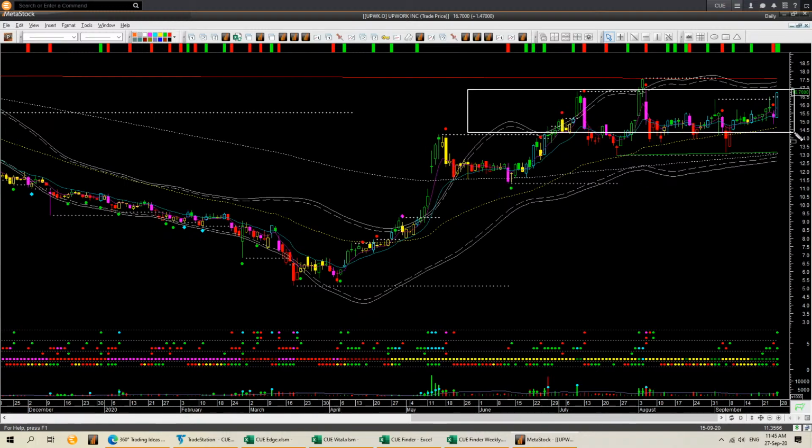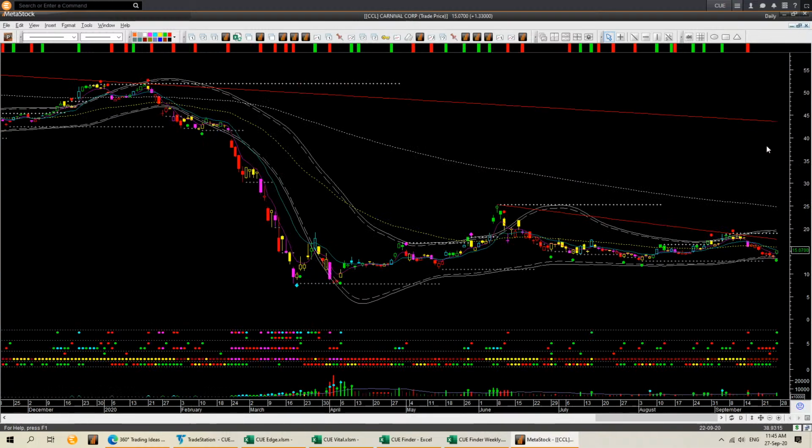UPWK moving sideways, very bullish candle on Friday, however still inside the range, there is no trade setup. Also there is a resistance trend line nearby, not a situation where I like to buy. I close that. CCL Carnival, it gave a bull release signal, gave a bullish pressure also, however there is a memory trend line resistance nearby. I will avoid buying stock like that. Close that.